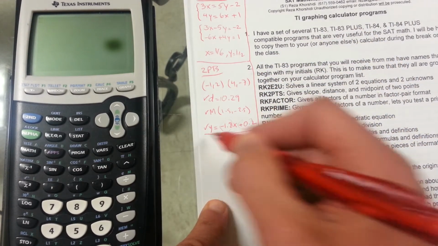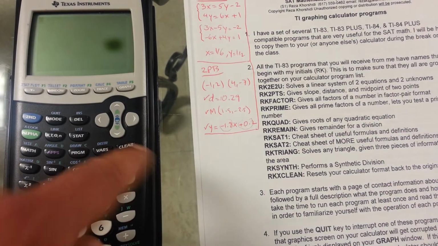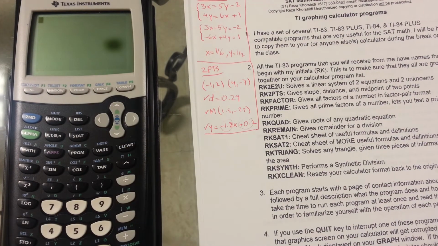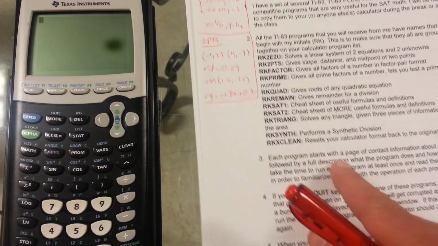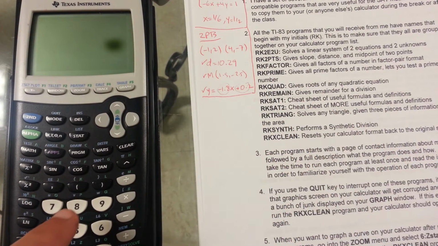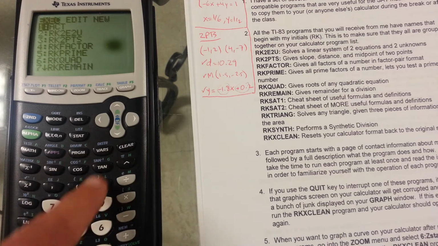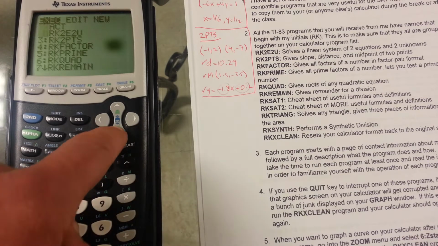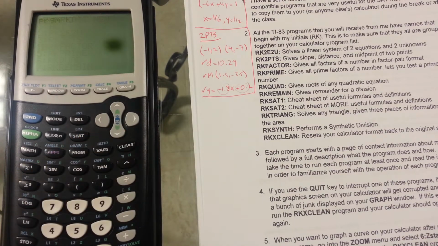There we go. Clear. The next program on the list of items is called factor. So hit program key, go down the list, find factor, enter, and enter again.